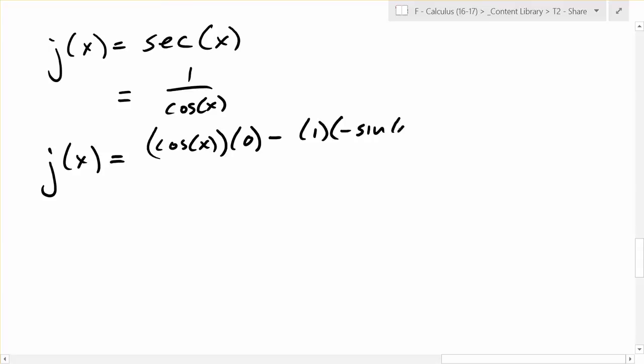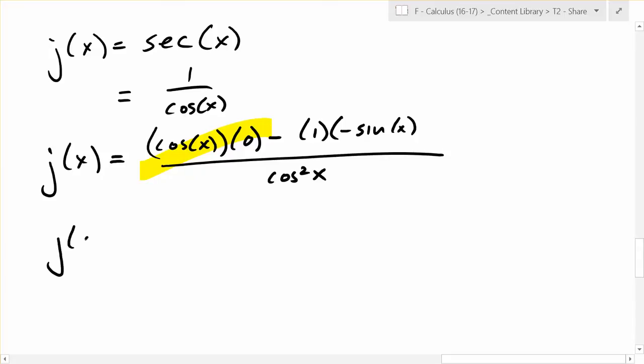Negative sine of x, all over what? Cosine x squared. What goes away here? That's gone because cosine x times 0 is what? 0. So we now have j of x is equal to, what's on top? Sine x over cosine squared x. This is an answer, but I want to show you the common way it's written. That is not how it's going to be written.